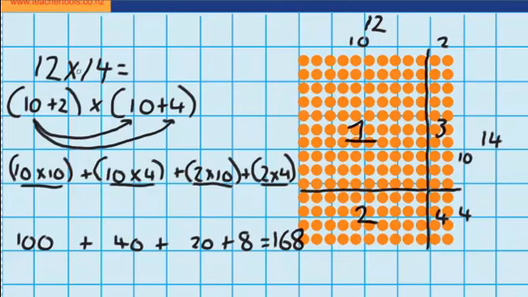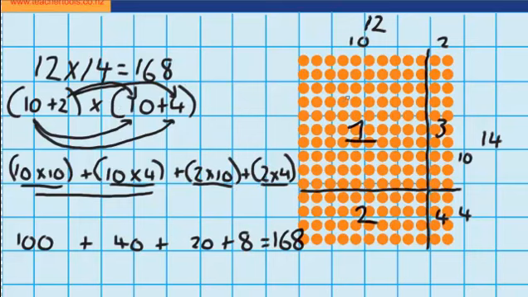So the answer to 12 times 14 is 168. And just having another look back to this bit, you can see I did 10 times 10 and 10 times 4. They were these ones down here. And you can see I did 2 times 10, so I can record that up here. And I also did 2 times 4. So you can see that I actually did every part of this number times every part of this number.